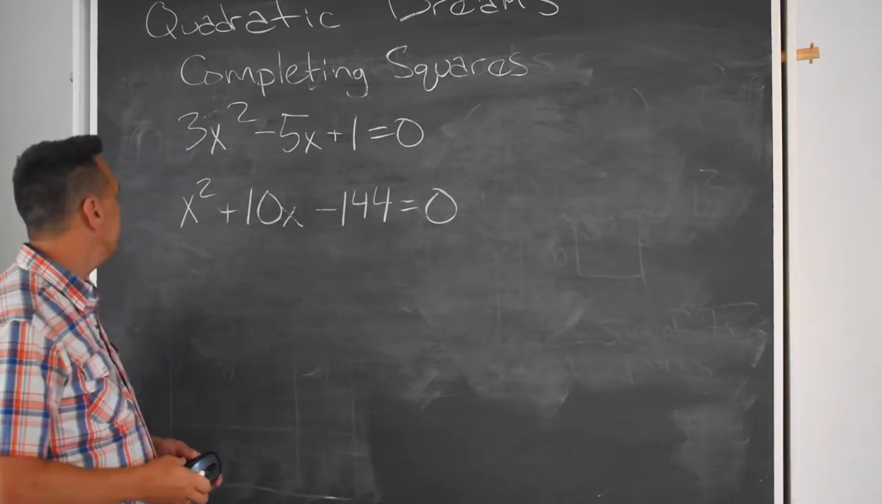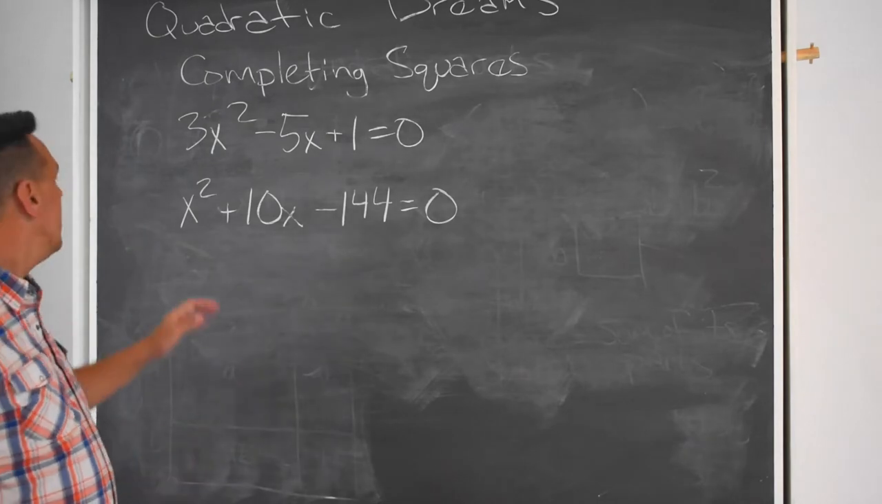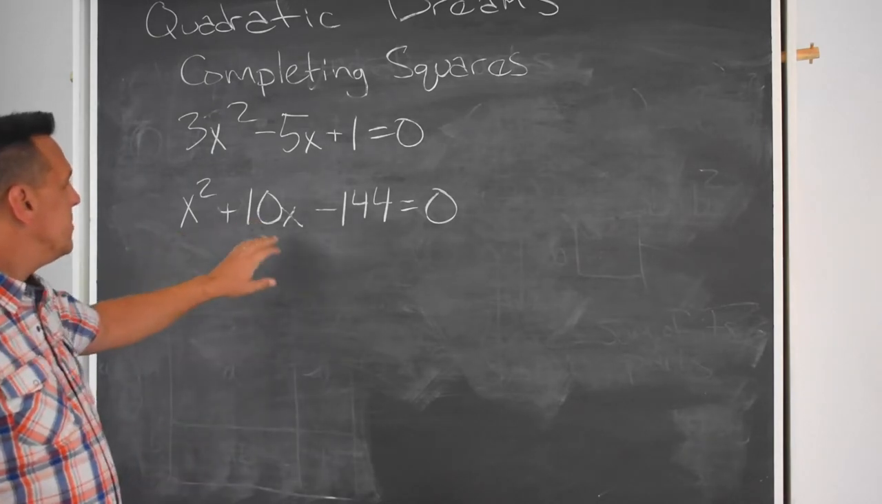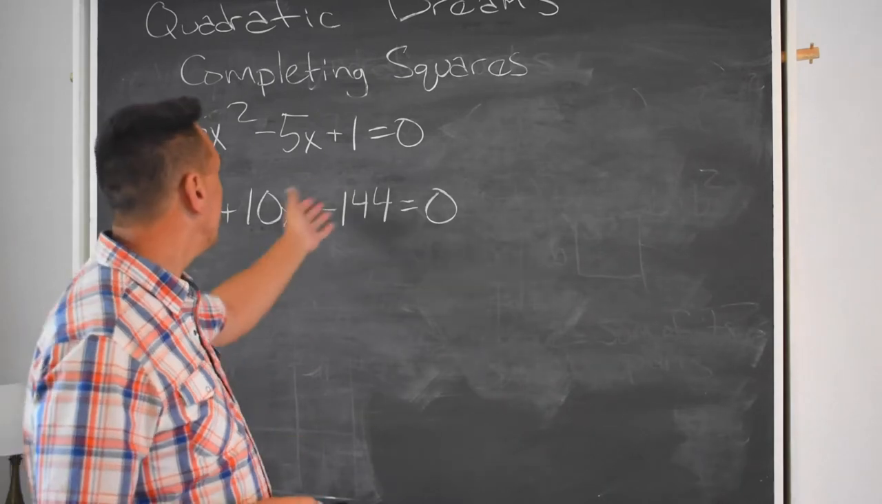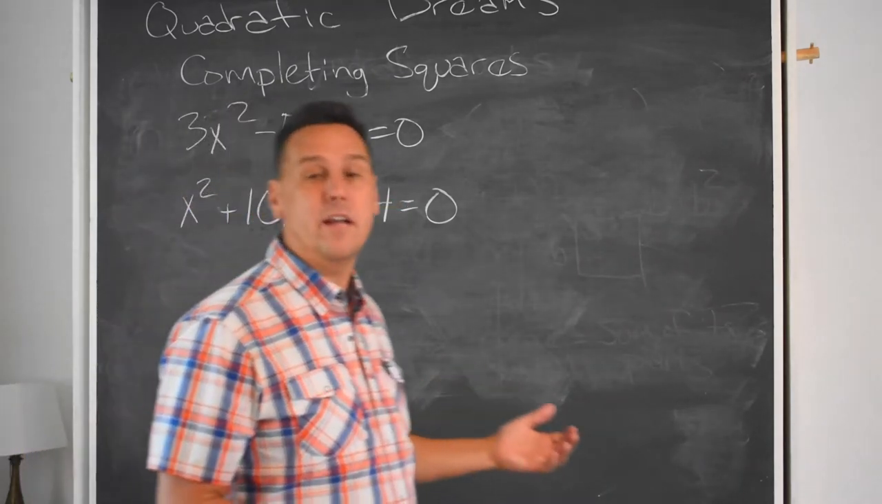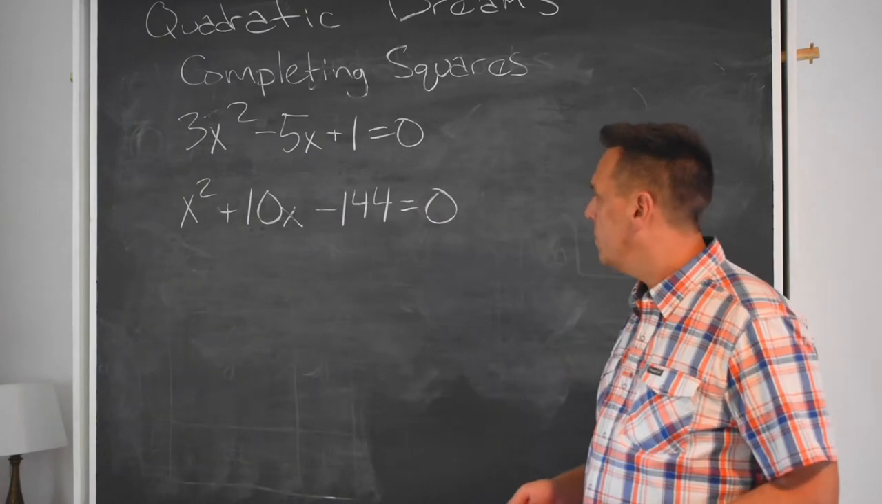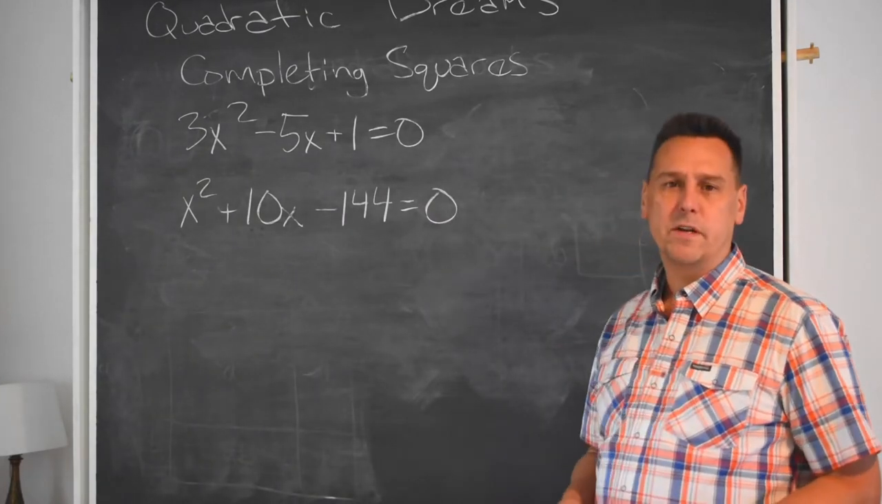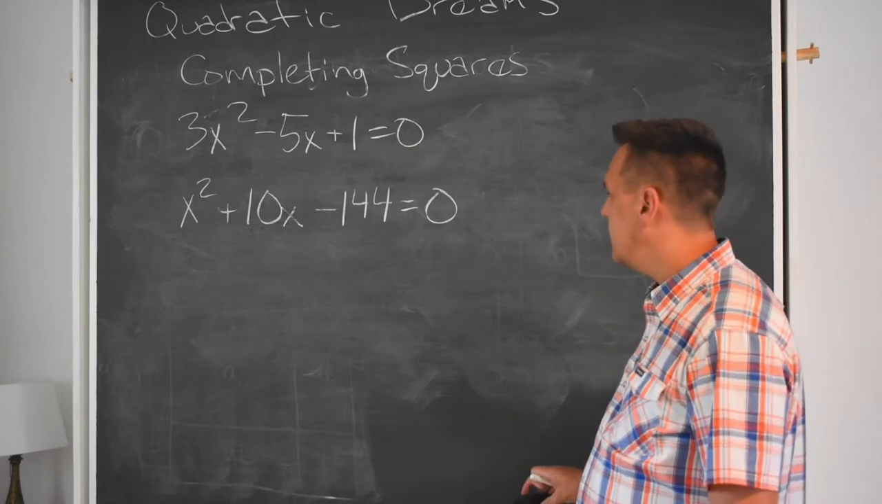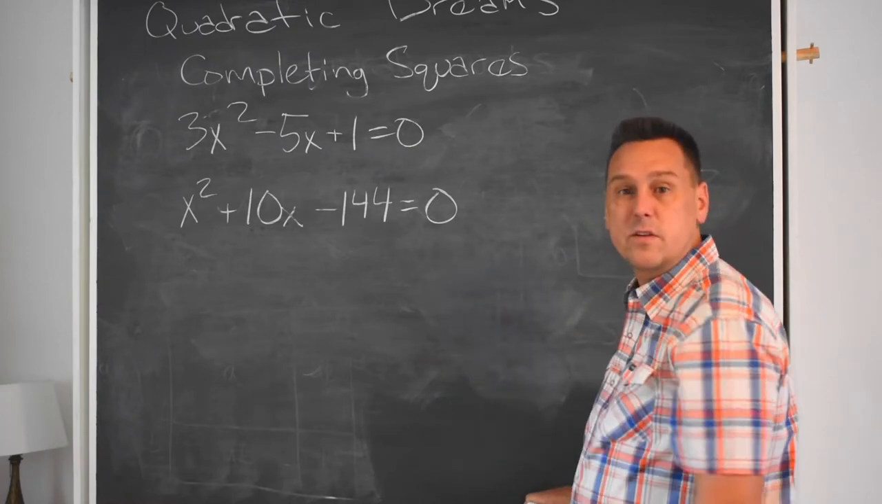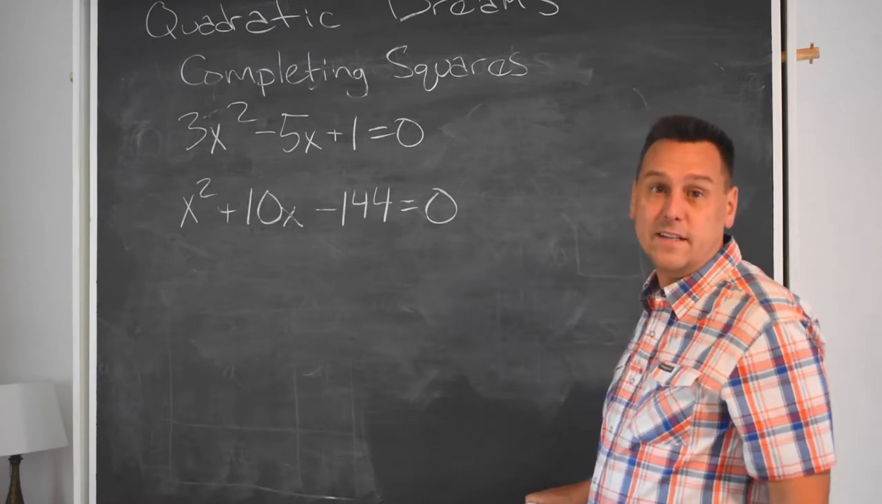By the way, Al-Khwarizmi would have called this a square plus 10 roots is 144. He would, of course, have the 144 on the other side because he didn't have negative numbers. We'll do this problem the way Al-Khwarizmi would have done it. So the first thing we do is we draw a square with sides x. x is the thing that's squared, so let's draw a square with x.